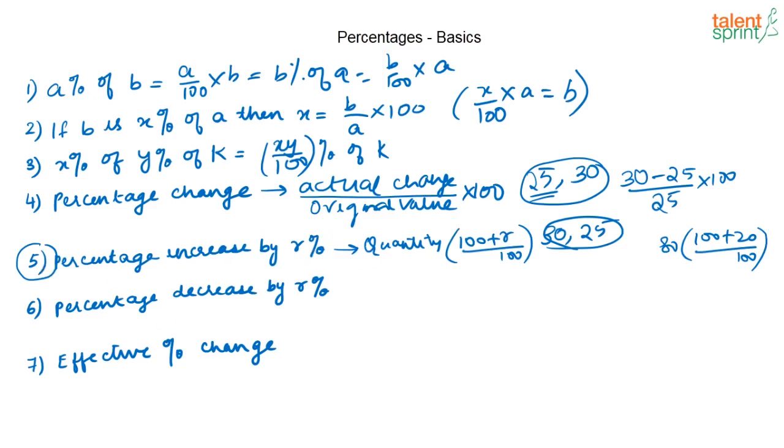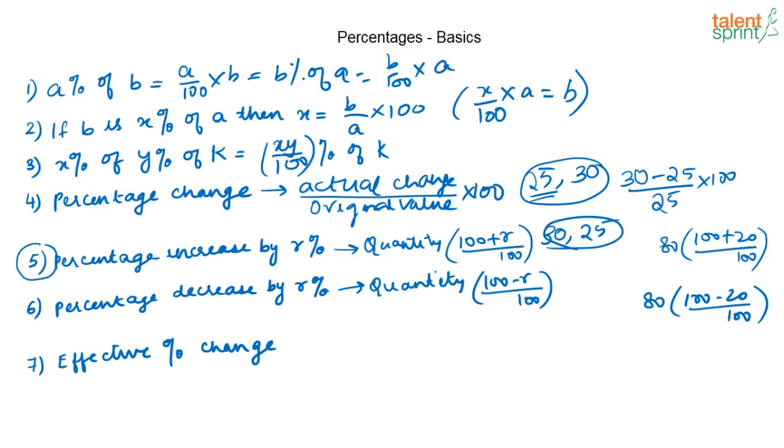Similarly, if a quantity is decreased by R percentage, what is the new quantity? It is nothing but the original quantity into 100 minus R by 100. Say same example we will take. Let us say that I have scored marks 80. Now my mark is reducing by 20%. So what is the new mark that I have? It is nothing but 80 into 100 minus 20 by 100, or that is equal to 80 into 0.8. So this is the concept of percentage increase and decrease.